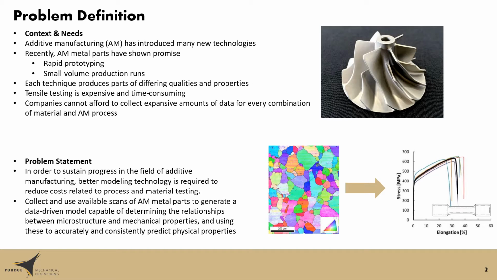So to begin with our problem definition, additive manufacturing has introduced many new technologies to the manufacturing industry. Recently, AM metal parts have shown promise in the fields of rapid prototyping and small volume production runs. Each technique produces parts of differing qualities and with different properties, and tensile testing for all of these combinations is expensive and time-consuming. Companies cannot afford to collect expansive amounts of data for every combination available. In order to sustain progress in the field of additive manufacturing, better modeling technology is required to reduce costs related to process and material testing.